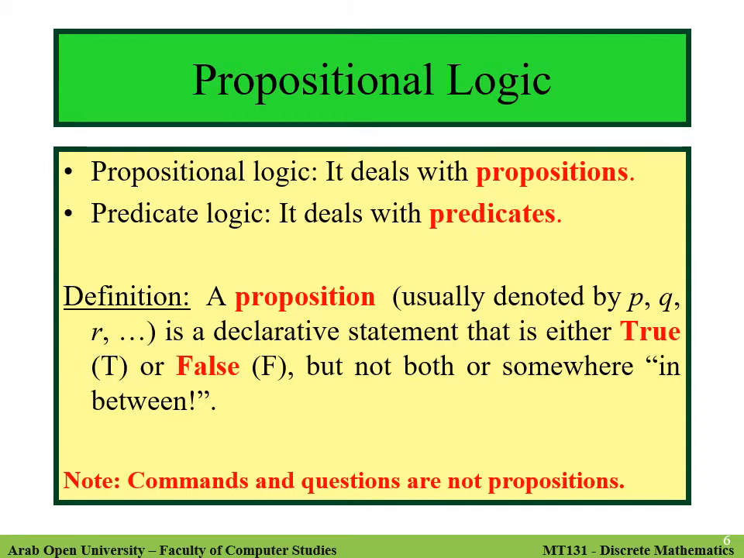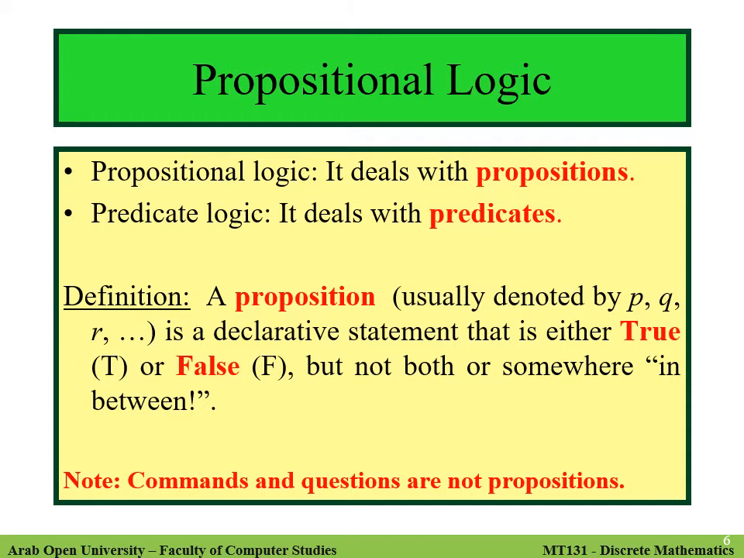The first definition of the book, the idea of a proposition, is what we will work with in this chapter. A proposition, and we usually give propositions names. We can denote them by P, Q, or R. A proposition is a declarative statement, and it tells you something. A declarative statement that's either true or false. If the proposition is true, we write capital T for short. If it is false, we use capital F to denote that it is false.